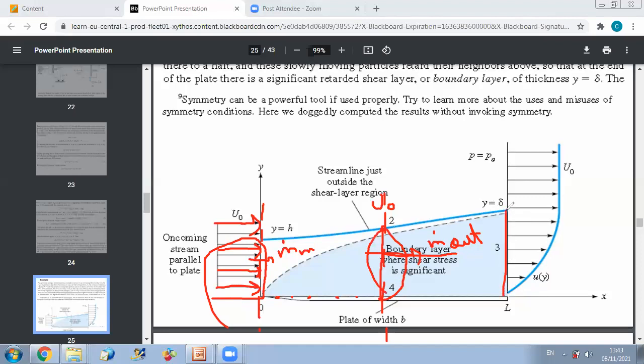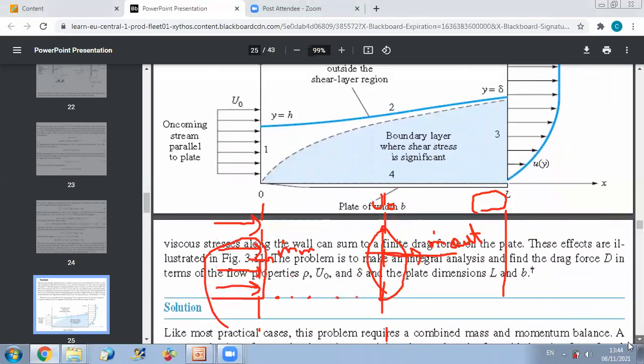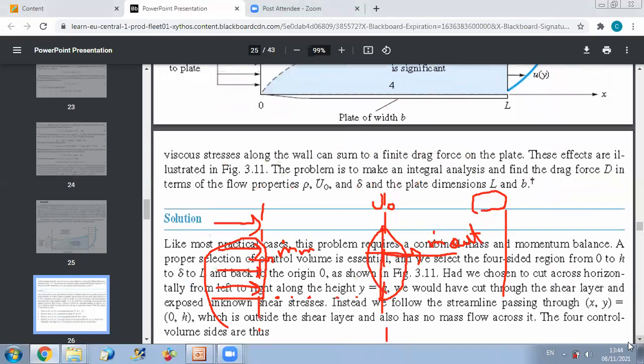Now my purpose is to get an expression for this thickness using the concept of continuity. This is the idea. So first they want me to find the drag force acting on my fluid, that is, the force acting from the plate on the fluid, and I want to find this as a function of rho, u0, delta, and the plate dimensions b and d.